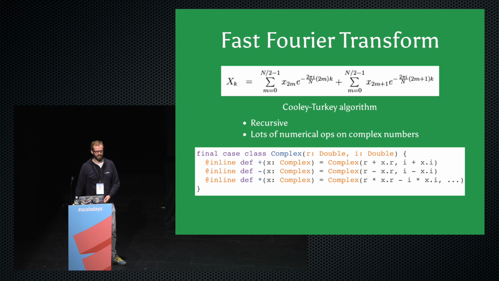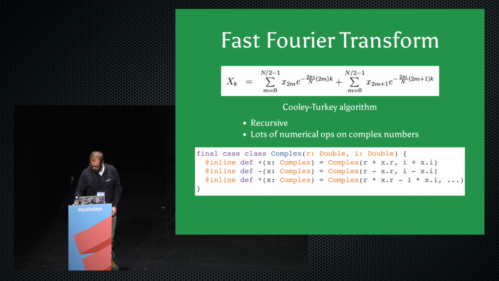Again, I won't go into the details, but it's a recursive algorithm. It lends itself quite nicely to a functional, immutable implementation in Scala. And the meat of the algorithm is just loads and loads of numerical operations on complex numbers. So I modeled a complex number as a case class, and it's got plus, minus, and multiply methods. And the point of the benchmark is, if you annotate these with inline or no inline, what happens?